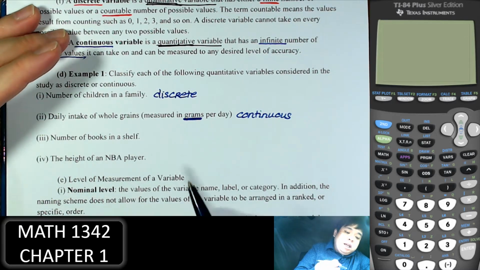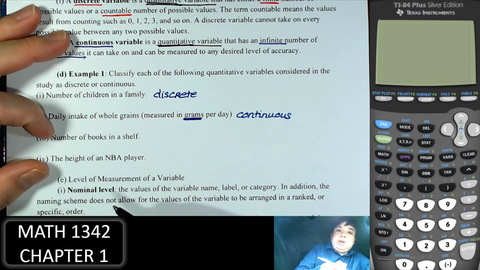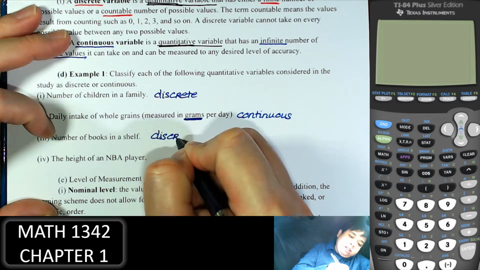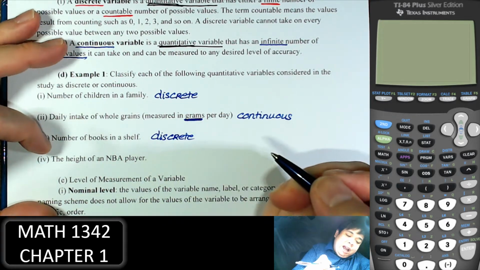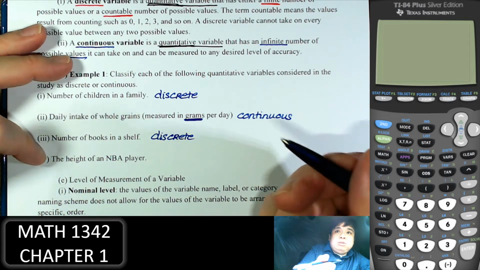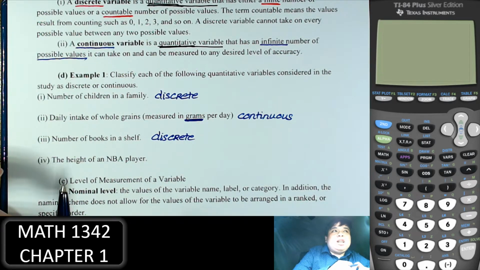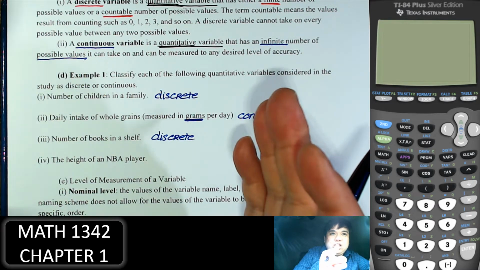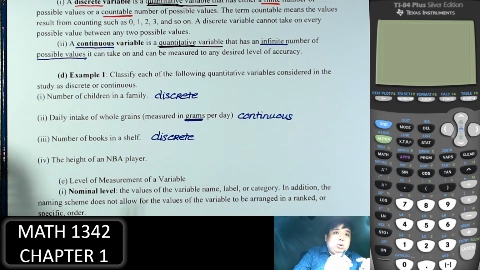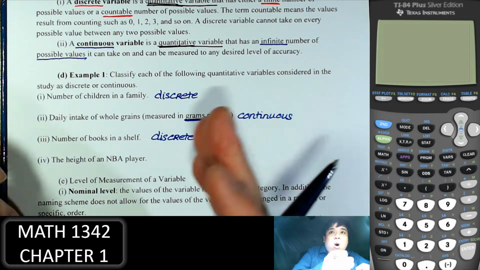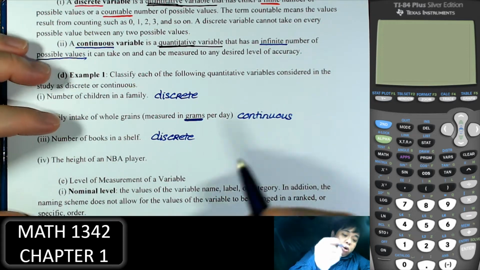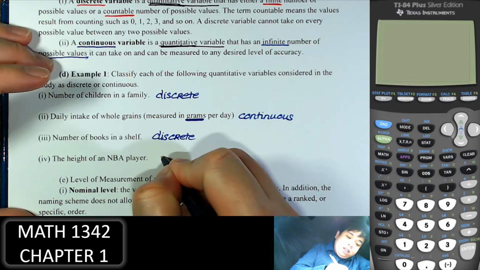Number of books on a shelf, so that has to be discrete because we cannot have half of a book. And the height of an NBA player, well, even though the height is listed, usually they round it to the inch, but in reality you can have half an inch or 3/4 of an inch or even a smaller increment. So that is considered to be continuous.